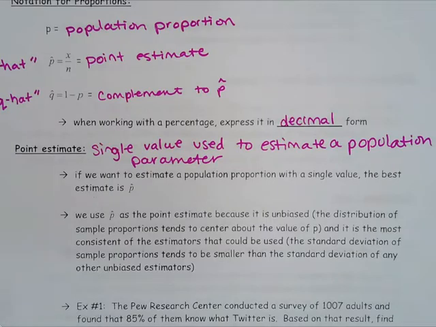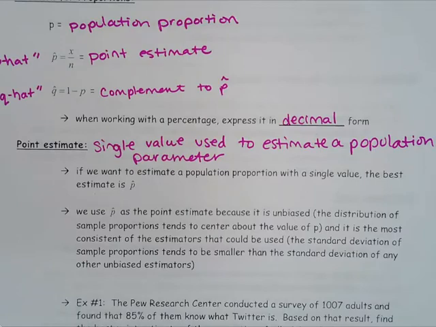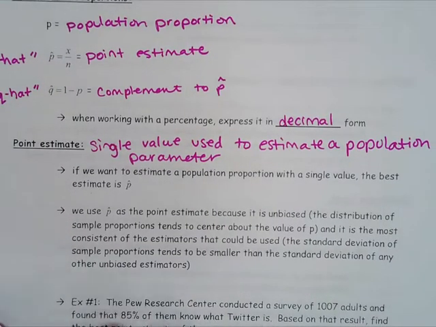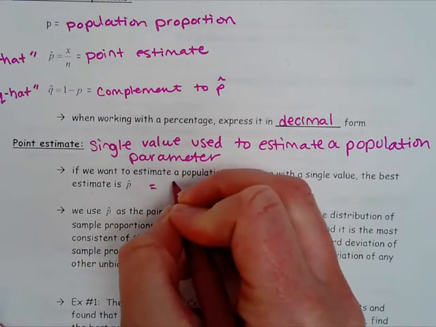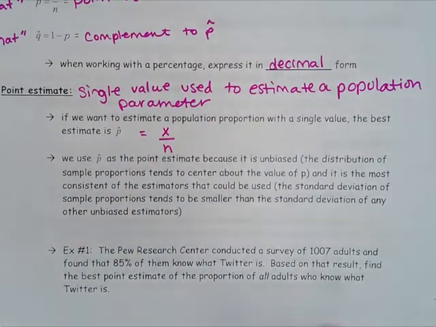If we want to estimate a population proportion with a single value, the best estimate is P hat. So remember, P hat is found by doing X over N. So P hat equals X over N. We use P hat because it's unbiased and it's consistent.